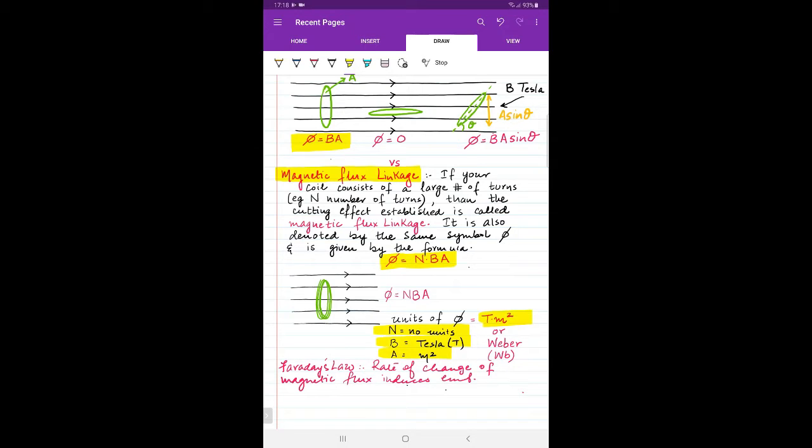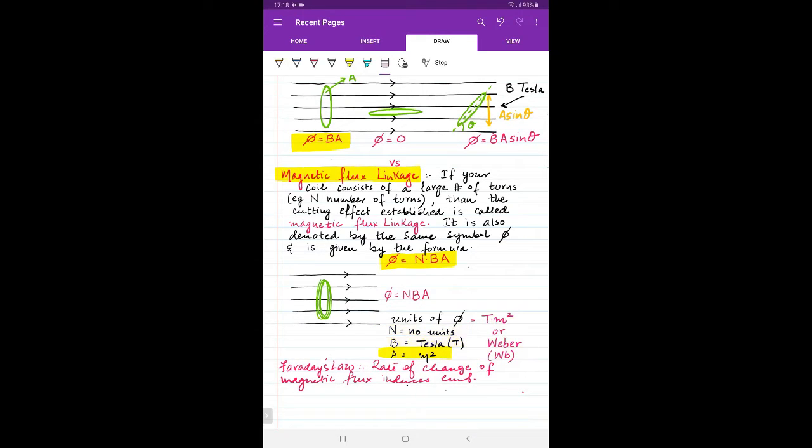Otherwise, the more commonly used unit for phi is Weber, W-E-B-E-R, denoted by the symbol Wb. So you can go with either of them, Tm square, Tesla meter square, otherwise Weber, denoted by the symbol Wb.